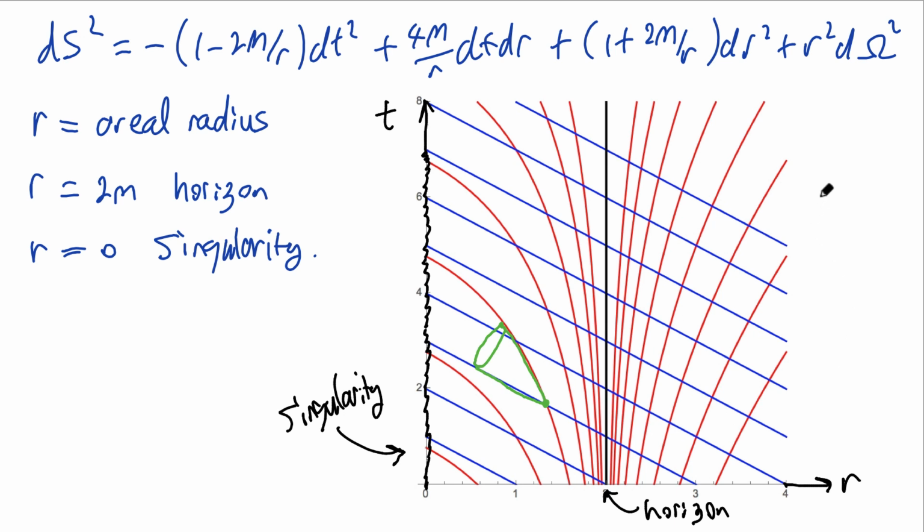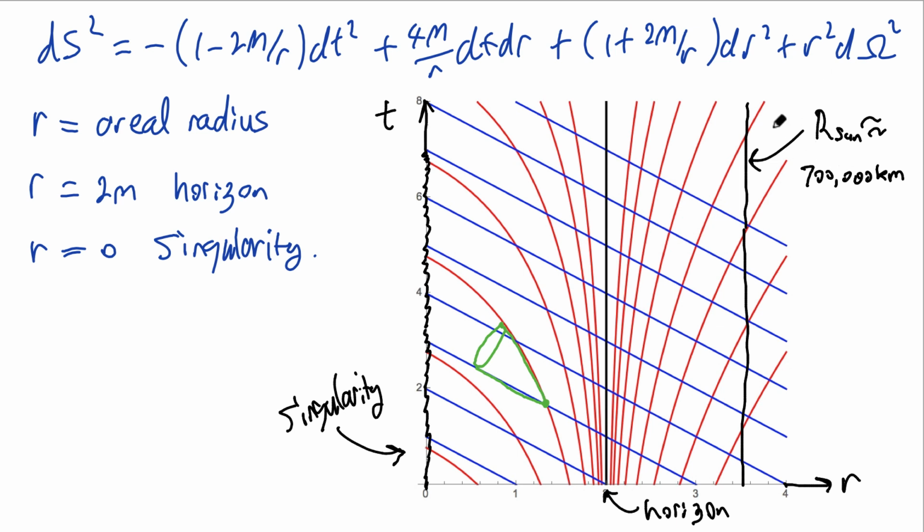Now in earlier lectures we used the Schwarzschild metric to describe the geometry outside a static spherical body of mass m. For example, our sun is approximately static and spherically symmetric, so this metric describes the geometry in spacetime outside the sun. On a diagram like this, the surface of the sun would be, say, right here. So this is the radius of the sun, which is approximately 700,000 kilometers.